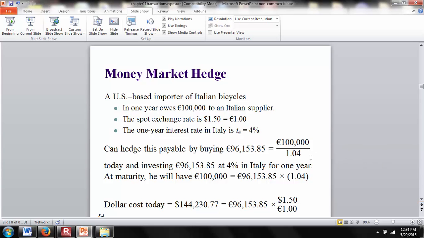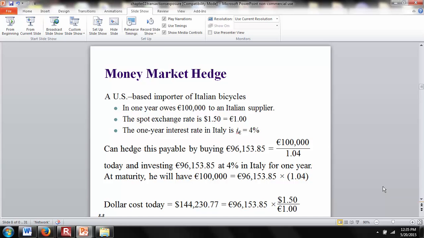And if you need $96,153.85, what is the cost today in US dollars? That is going to be the $96,153.85 times today's exchange rate, which is 1.5. So the cost is going to be $144,230.77. Okay, so that tells you the cost of making the payment.